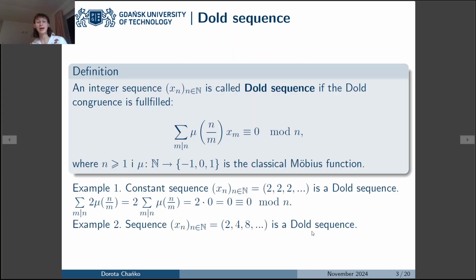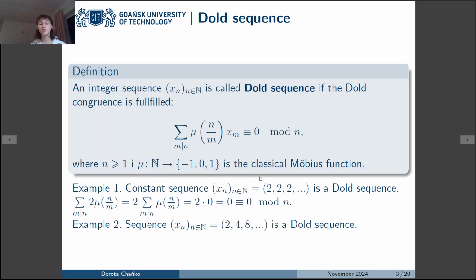Okay, now we are ready to define Dold sequence. So an integer sequence, xn, is called Dold sequence if the following Dold congruence is fulfilled. The sum over factors of n, mi of n over its factors times our term of the sequence, xm, must be congruent to 0 modulo n. If it's fulfilled, then xn is the Dold sequence. And of course, mi here is the classical Mobius function.